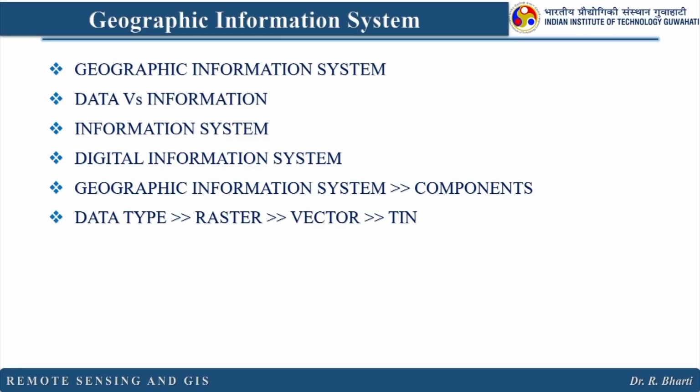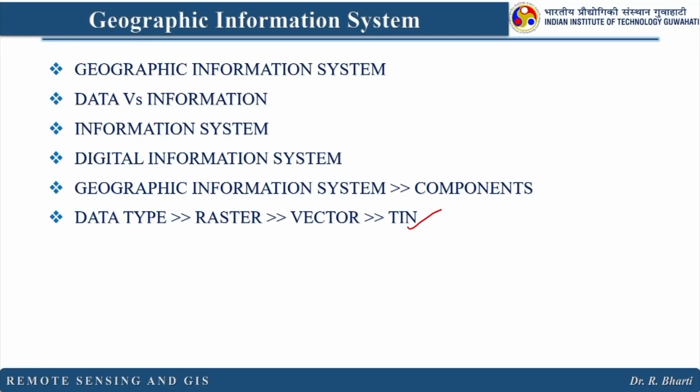Data type, that also I have covered in my previous lecture. There are two major types of data set. First one is raster, second one is vector. What is the difference? Raster is basically your images, right? Images where you have grids, pixels or elements, whereas in vector you have point, line and polygon.